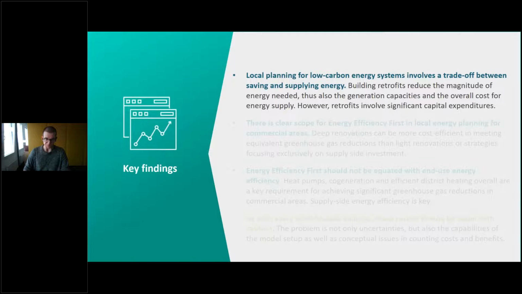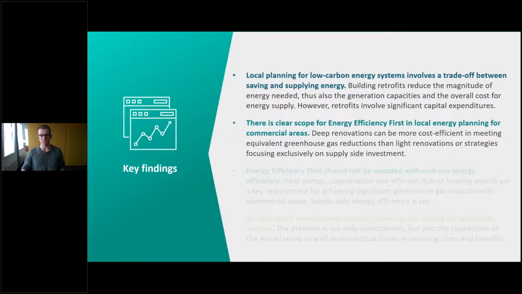To conclude, what we found is that local planning for low carbon energy systems involves a trade-off between saving and supplying energy. And building retrofits, as I've shown, reduce the magnitude of energy needed and thus also the generation capacities and the overall cost for energy supply. However, retrofits also involve significant capital expenditures that can be burdensome, as we've seen with the standard scenario. There's a clear scope for energy efficiency first in local planning for commercial areas. Deep renovations can be more cost efficient in meeting equivalent greenhouse gas reductions than light renovations or strategies that focus exclusively on supply side investment, as it was the case with the existing scenario.